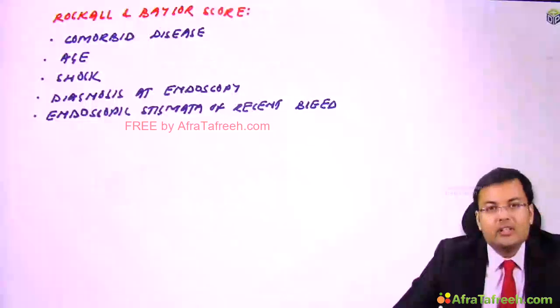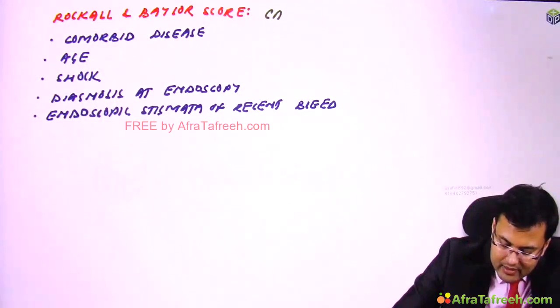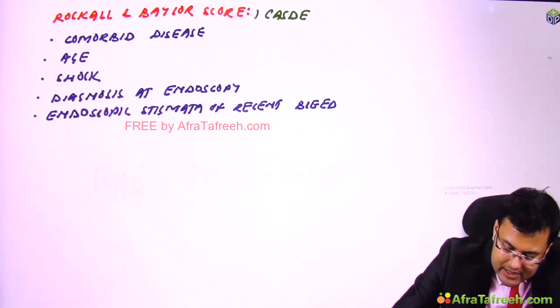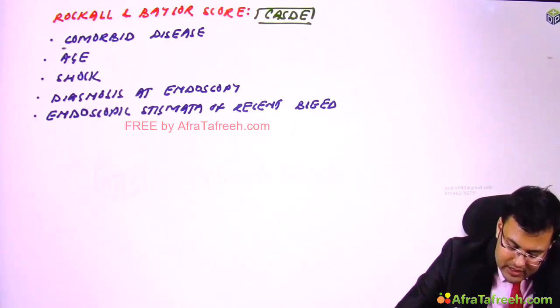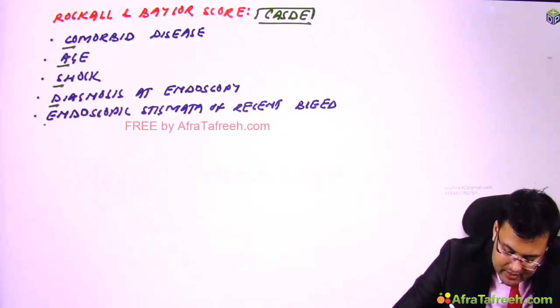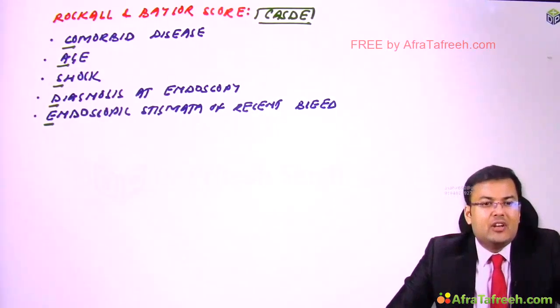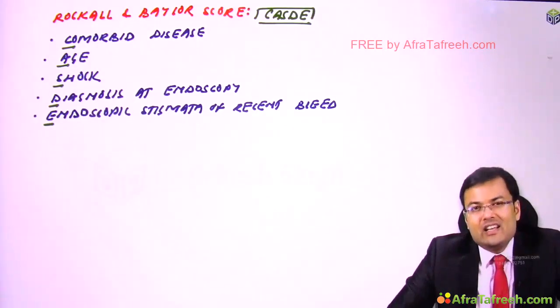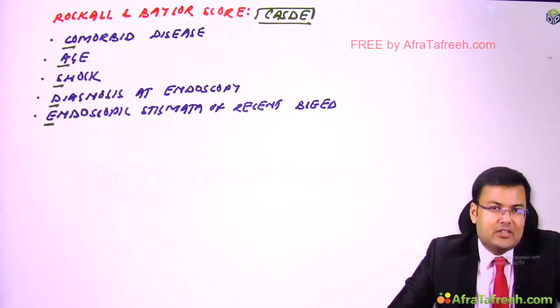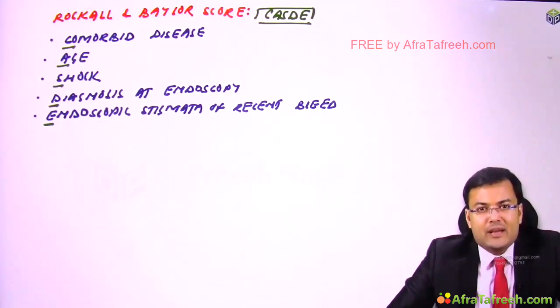How to remember? The mnemonic is CASDE. So you can make out it's the CASDE. C, comorbid disease. A, age. S, shock. D, diagnosis at the time of endoscopy. And E, endoscopic stigmata of recent bleed. So these are the two commonly used risk stratification strategies for upper GI bleeding.